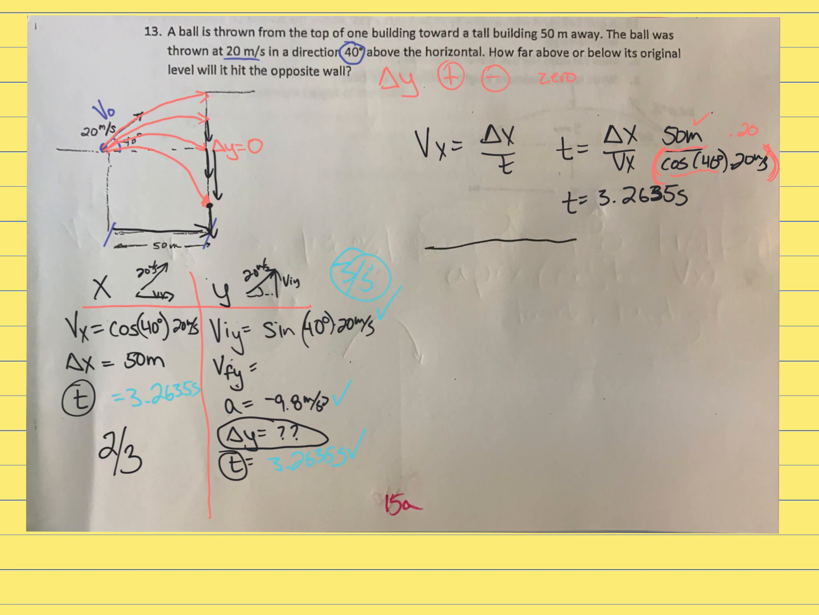So from the constant acceleration side of our equation card, delta y equals v initial t plus 1/2 a t squared. Delta y is what we do not know. Sine 40 degrees times 20.